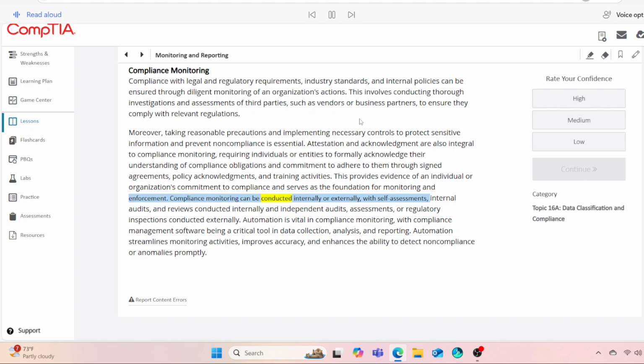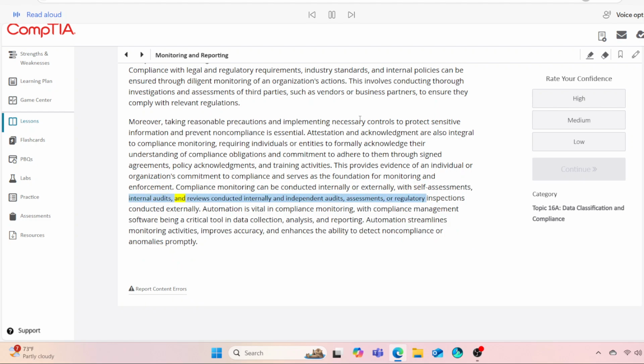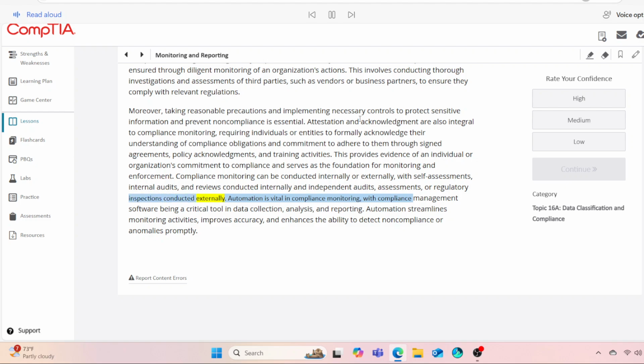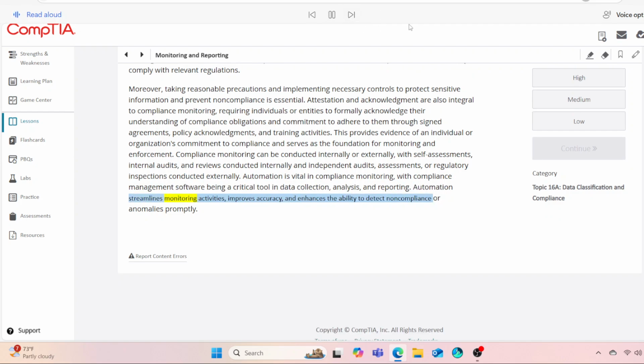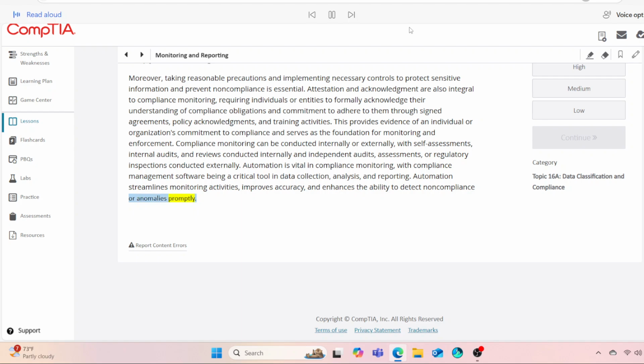Compliance monitoring can be conducted internally or externally, with self-assessments, internal audits, and reviews conducted internally and independent audits, assessments, or regulatory inspections conducted externally. Automation is vital in compliance monitoring, with compliance management software being a critical tool in data collection, analysis, and reporting. Automation streamlines monitoring activities, improves accuracy, and enhances the ability to detect noncompliance or anomalies promptly.